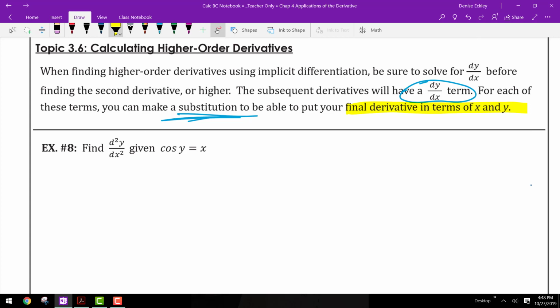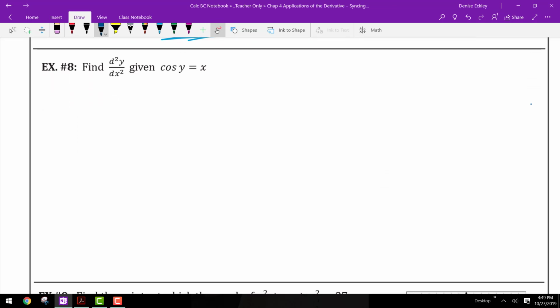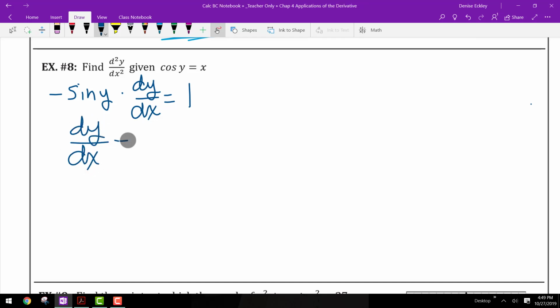Okay, so finding the second derivative with respect to x given cosine y equals x, we first have to find the first derivative, and then we'll go from there. So let me move the paper up just a little bit. And so derivative of cosine is going to be a negative sine y, and then, of course, using the chain rule, this is going to be times dy dx. And on the other side of the equation, the derivative of x is 1. So solving for dy dx, we're going to get negative 1 over sine y.